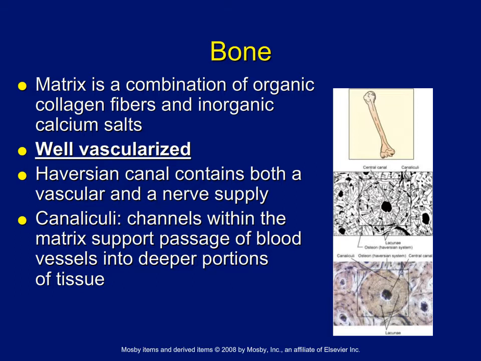Now, within the bones themselves, we'll find canals that contain blood vessels called Haversian canals. Also within the bone, we also have a very good nerve supply. And you obviously know this if you've ever broken a bone because, gosh darn it, it really hurts.